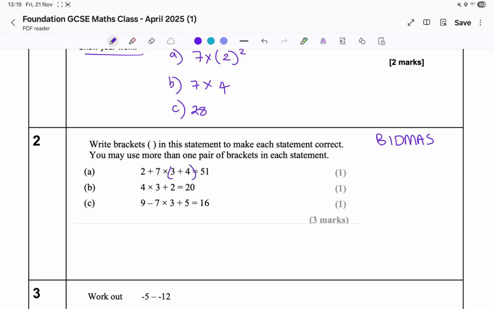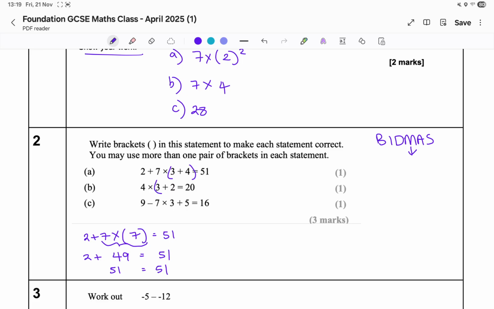2 plus 7 times 3 plus 4 equals 51. If I just solve it on the side, 3 plus 4 is 7. It should equal 51. So now I can do the multiplication bit next. 7 times 7 is 49. And 2 plus 49 is 51. So that bracket's right.